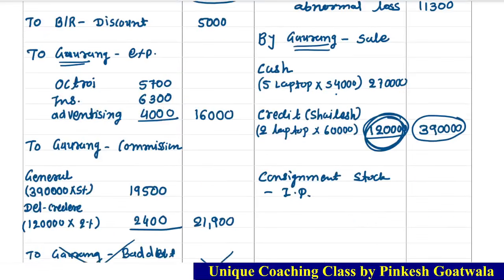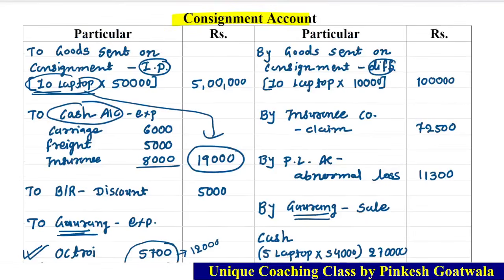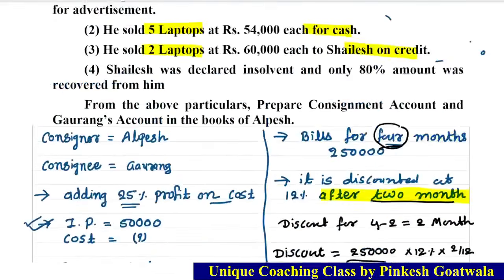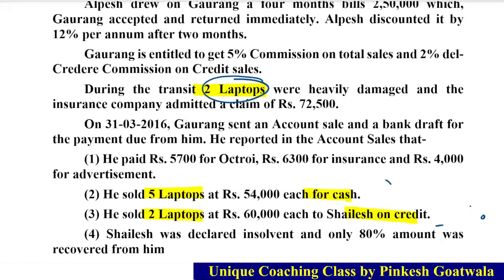We will consider expenses other than selling. Consignee here is Gaurang, and Gaurang made expenses of octroi, insurance and advertising. So we didn't consider advertising, we consider octroi and insurance, total 12,000. How many laptops? There are a total of 10 laptops. But remember in a previous video we saw that 10 laptops were sent by consigner. But did consignee Gaurang receive 10 laptops? No, because on the way 2 laptops were damaged.